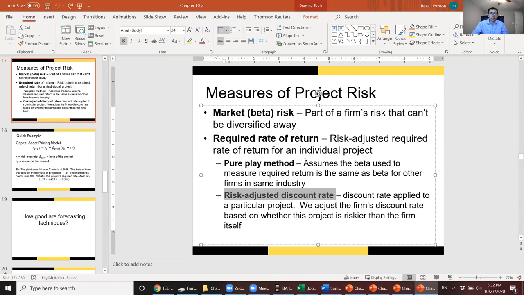Now, the pure play method, this one is where we assume that the beta that we're using to calculate our required rate of return will be approximated by some competitor of our firm. So if we're determining as a financial manager whether or not our firm should invest in, let's say, a piece of equipment that produces clothing, well, to calculate the required rate of return or the discount rate on this capital budgeting project, what we might do is go out and find a company that only produces this equipment and determine what their beta is, and then plug that beta into the CAPM.